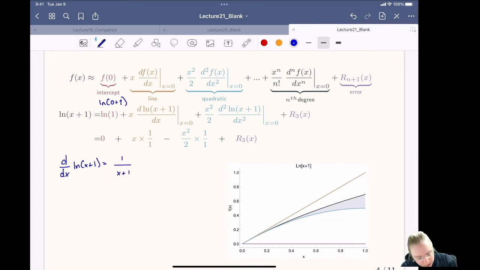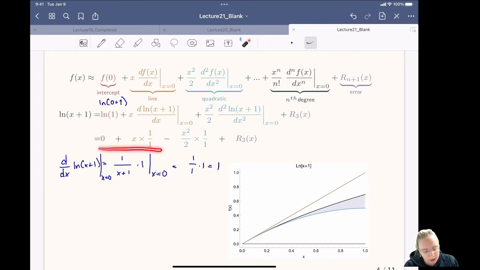You'd have to do the chain rule, so you actually have a times 1 in there. And we're evaluating this at x equals 0. Plug in x equals 0, and you get 1 over 1 times 1 is equal to 1. All right, so we get that. So we have our line, which is 0, the constant, the intercept, plus the tangent line here, and we have this orange line. All right, so this is a better approximation.